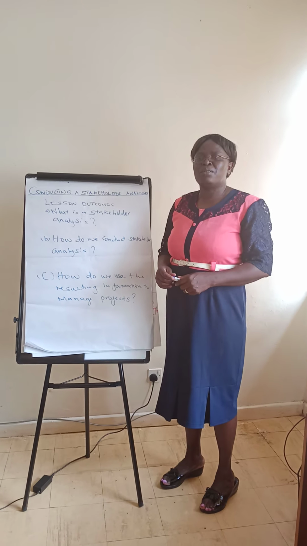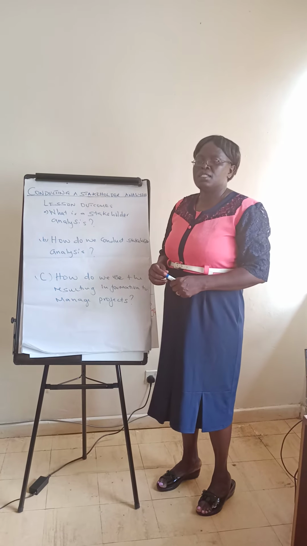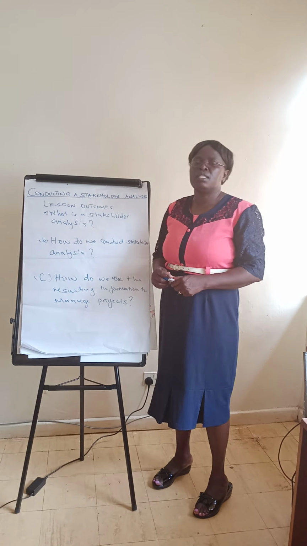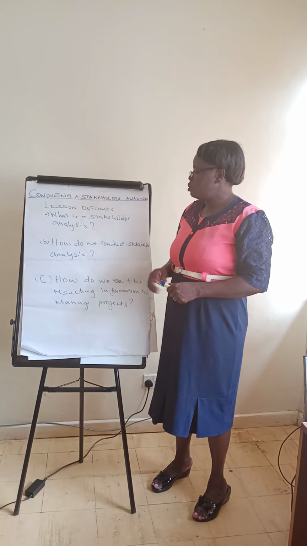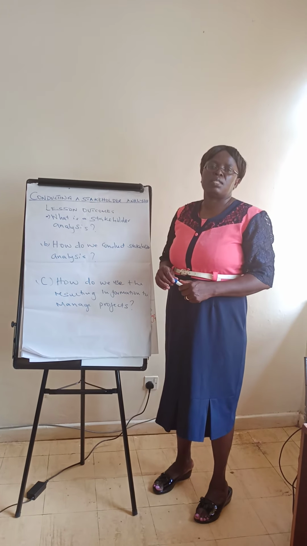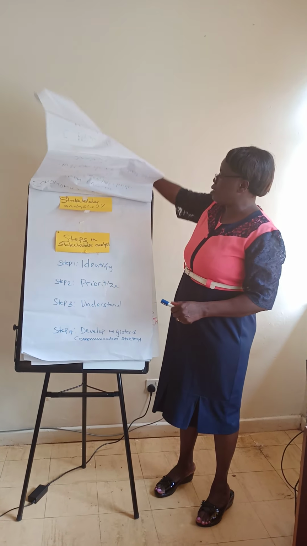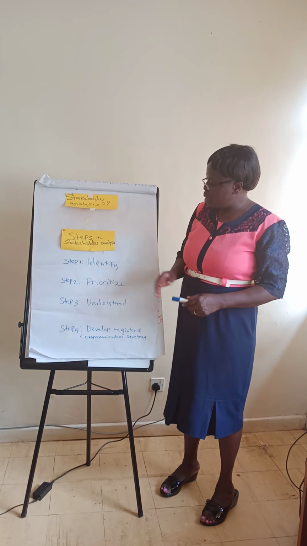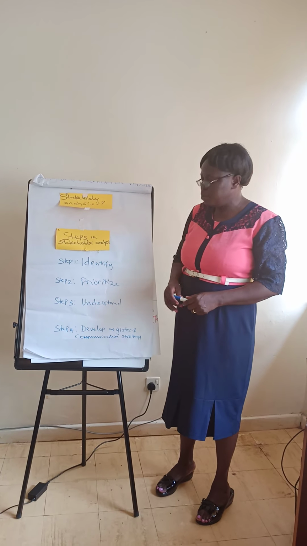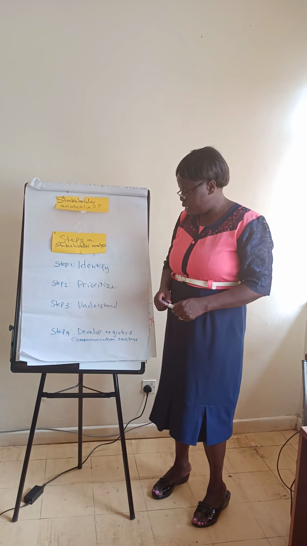Class. Today we are going to talk about conducting a stakeholder analysis. Just as we talked about in our last lesson, the importance of engaging stakeholders in your projects. So today we are going to look at how to conduct a stakeholder analysis, which basically entails three main steps. That is, you need to identify your stakeholders, prioritize them, understand them, then develop your register of stakeholders.